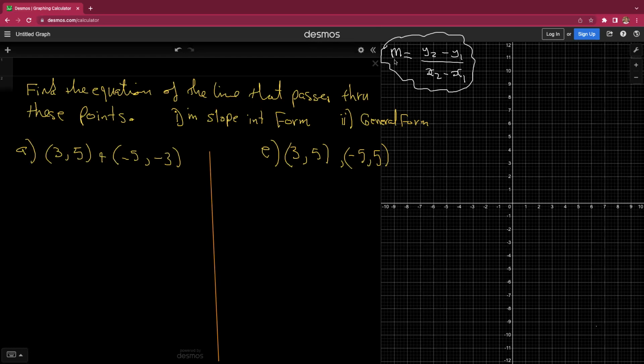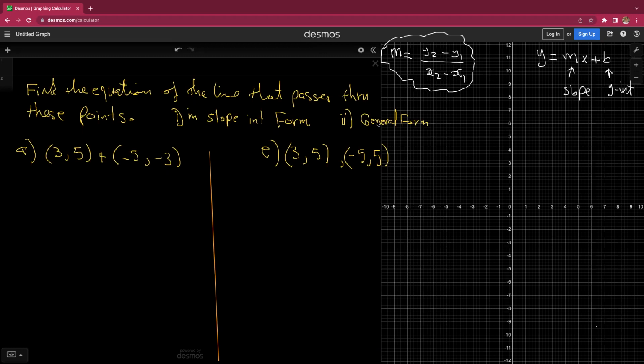This equation is the slope. M stands for the slope. Because when we have y equals mx plus b, m is the slope and b is the y-intercept. So you cannot forget that, guys. When I say what's this, that's m, that's the slope.